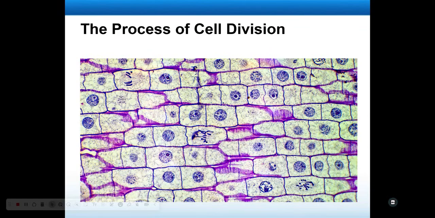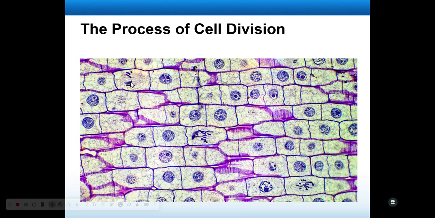We're moving into lesson 2 of chapter 11, looking at cell division as a process. Yesterday, or the last time we met, we talked about sizes of cells and why cells have to stay small. Today we're going to take a look at how cells go through cell division.